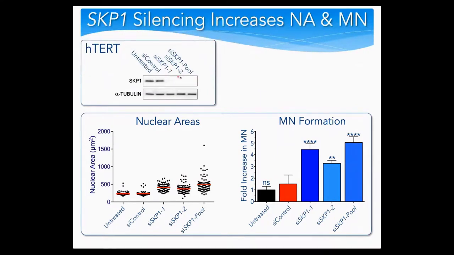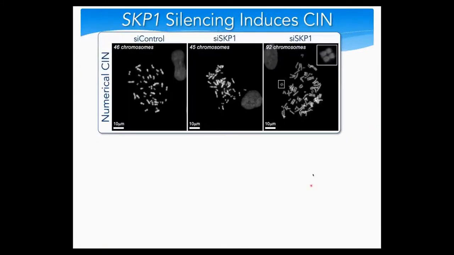She went on to demonstrate that she could use individual siRNAs denoted by -1 or -2, or a pooled siRNA-based approach, which is comprised of 4 independent siRNAs. She could very much silence SCIP1 in these hTERT cells, and that silencing corresponds with statistical increases in nuclear areas, as well as micronucleus formation. So certainly supportive of the initial screen events. And of course, she extended this to a myriad of other cancer cell lines as well and saw very similar findings. She then went on to actually look at the chromosomes and look at numerical CIN.